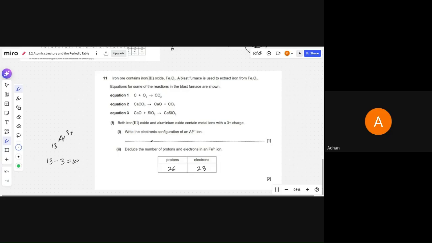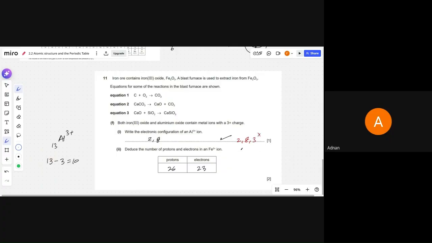Out of 10 electrons, 2 can be accommodated in the first shell, and we cannot have more than 2 in the first. Now we go to the second shell, and the remaining 8 electrons will be filled in the second shell. So this is the answer, but most students make a mistake. They may write the electronic configuration as 2, 8, and then 3, which will be incorrect.